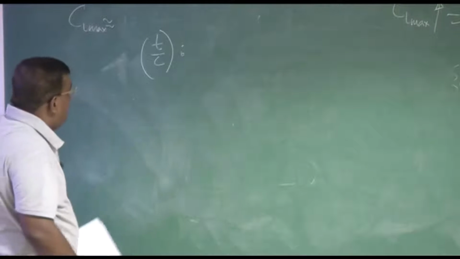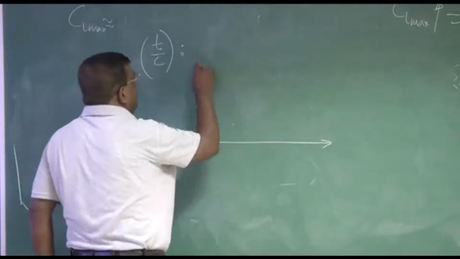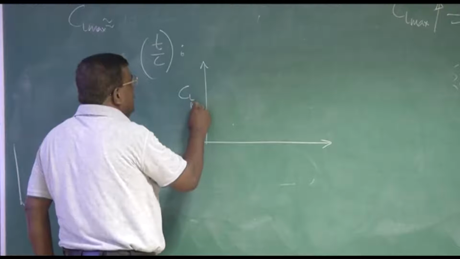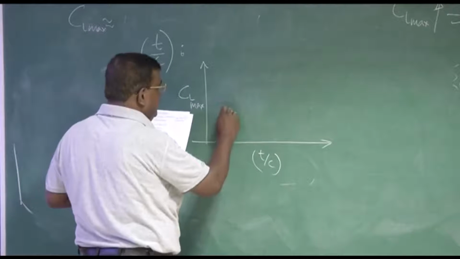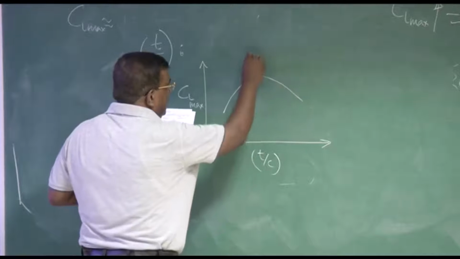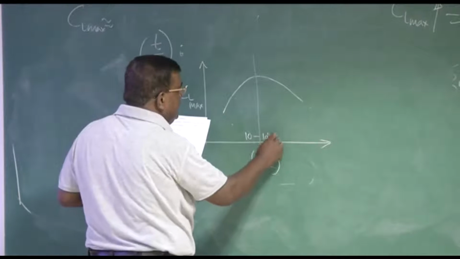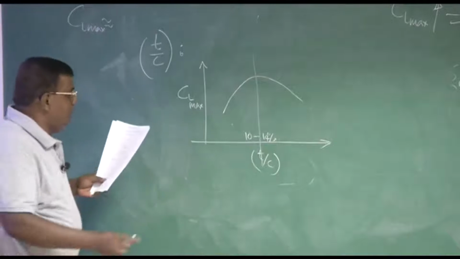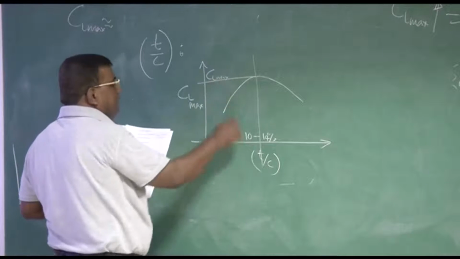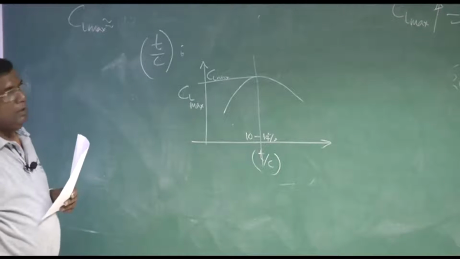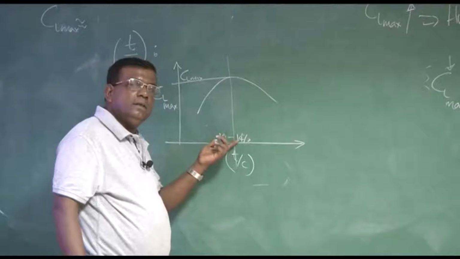And you should know from the discussion what came out was, if I plot CL max by T by C, the trend will be something like this. At a particular T by C, generally between 10 to 14%, these are the design numbers, typical numbers, you get maximum CL max as far as the effect of T by C is concerned. So most airplanes designed for low subsonic, you will find they will be operating around this.